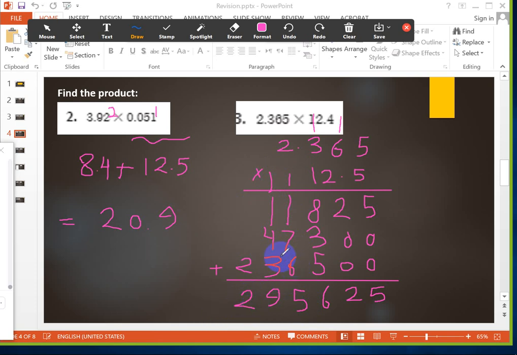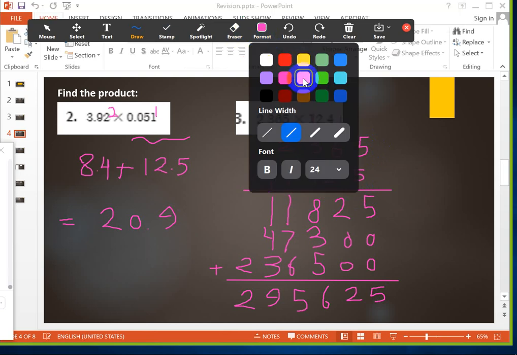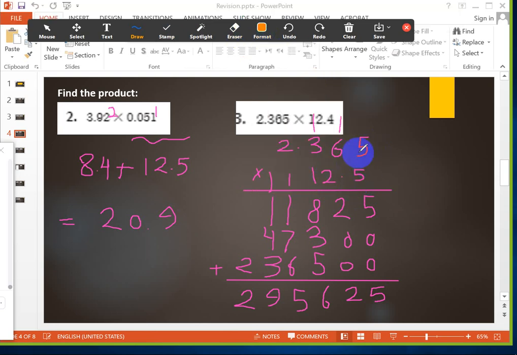Now I want you to focus with me, girls. I have to put the decimal point. Okay? Let's take a look here. How many digits do I have after the decimal point in both numbers? I have to count. In the first one, look, this is 1, 2, 3. So I have 3 digits after the decimal point. And here I have 1. That means I have 4 digits after the decimal point in those two numbers.